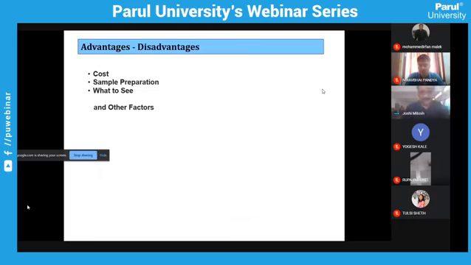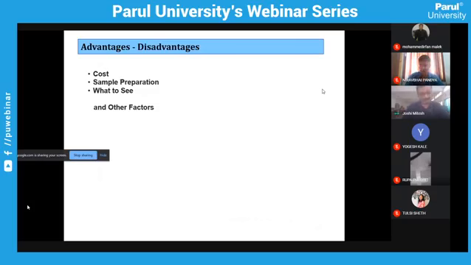So I have given you a glimpse of the advantages. What are the disadvantages? The disadvantage is the cost. It has a high cost. A scanning electron microscope costs around 1.5 or 2 crores for different sample sizes. Sample preparation is one of the things. For a transmission electron microscope, you need to have a thin film. And the important thing is what you need to see. Some other factors are maintenance, and it requires a dust-proof chamber and all those things. So it has some disadvantages.